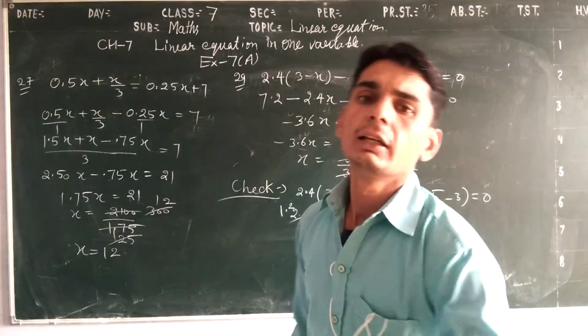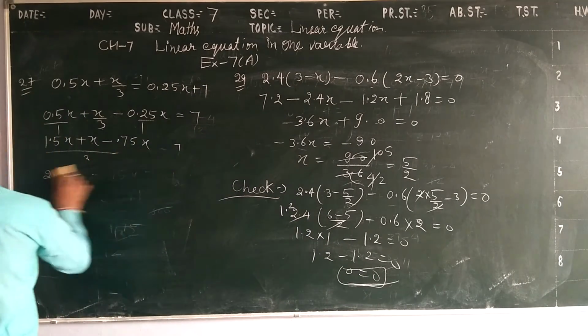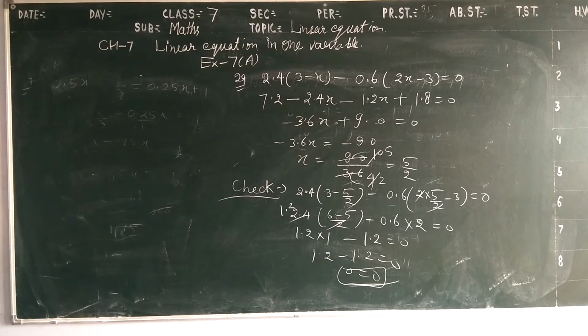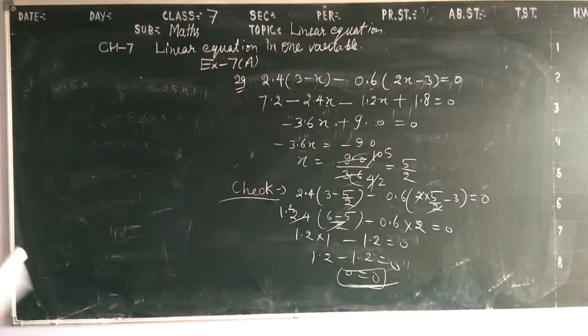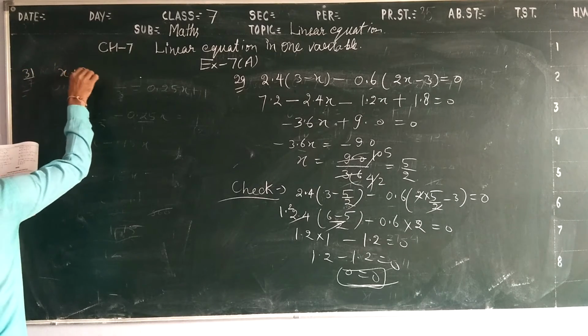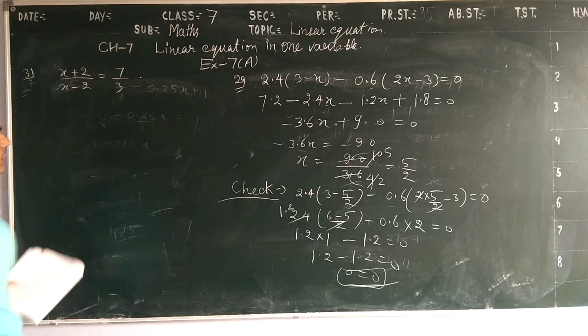Everyone clear, students? Now after this, see the last question of this exercise, question number 31. Question number 31 is x plus 2 upon x minus 2 equals to 7 upon 3.